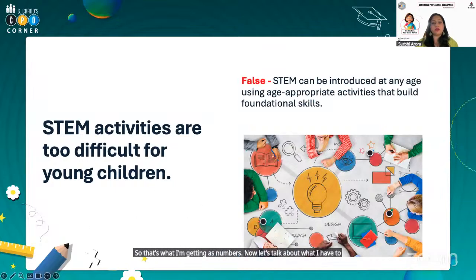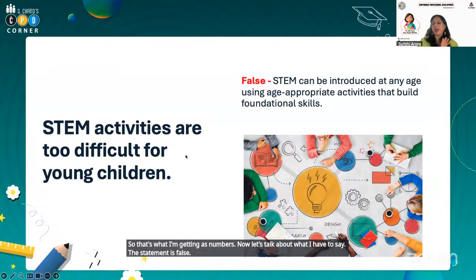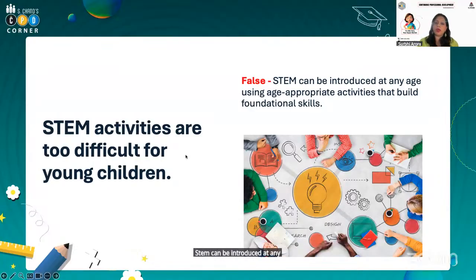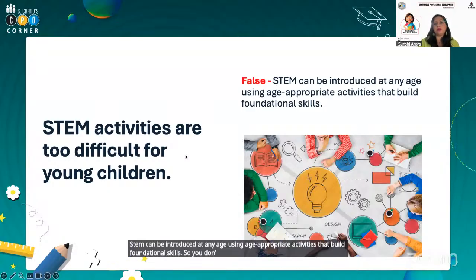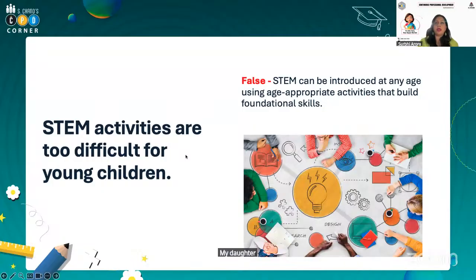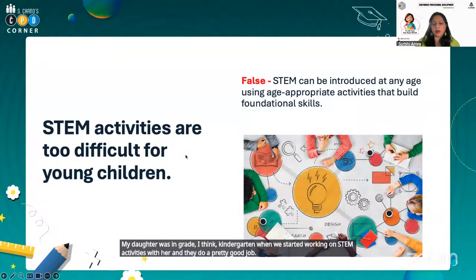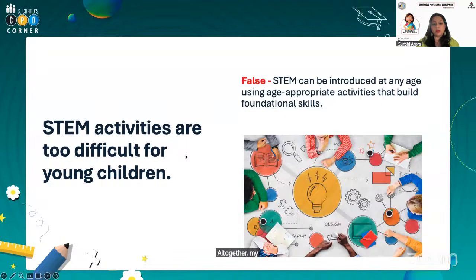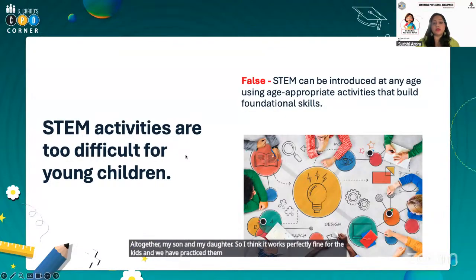The statement is false. STEM can be introduced at any age using age-appropriate activities that build foundational skills. So you don't have to wait for a child to grow up. There are even programs where we start STEM education at a foundational level for preschoolers. My daughter was in kindergarten, I think, when we started working on STEM activities with her, and both my son and my daughter do a pretty good job altogether. So I think it works perfectly fine for kids, and we have practiced it with multiple other students also.